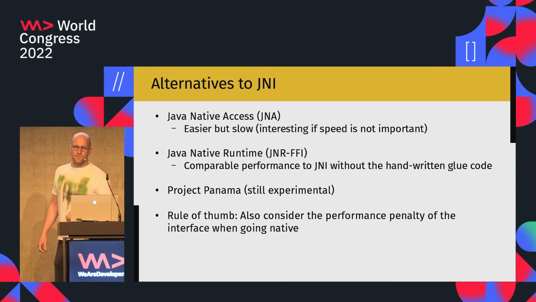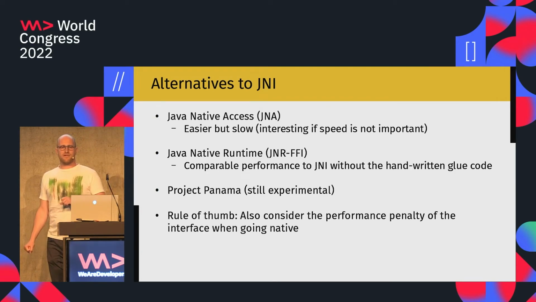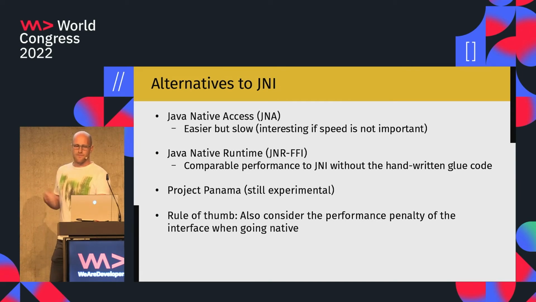A general rule of thumb you might want to consider is that the JNI interface also has a performance penalty, so you probably don't want to go over the interface for every array element. And yeah, you have to consider if the performance benefits might outweigh the performance penalty when going native.